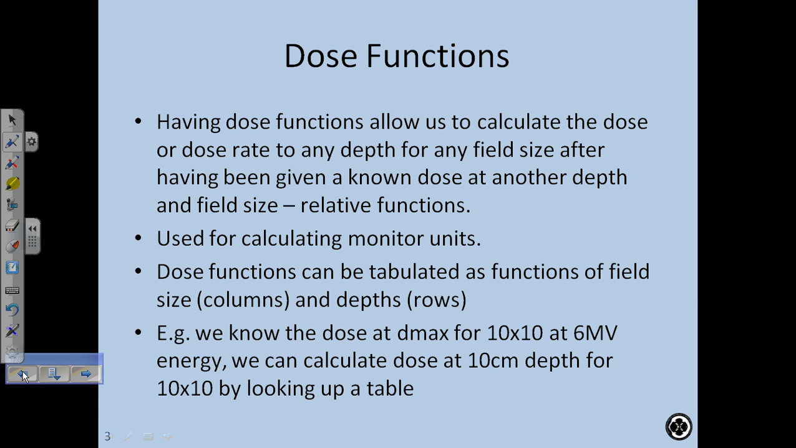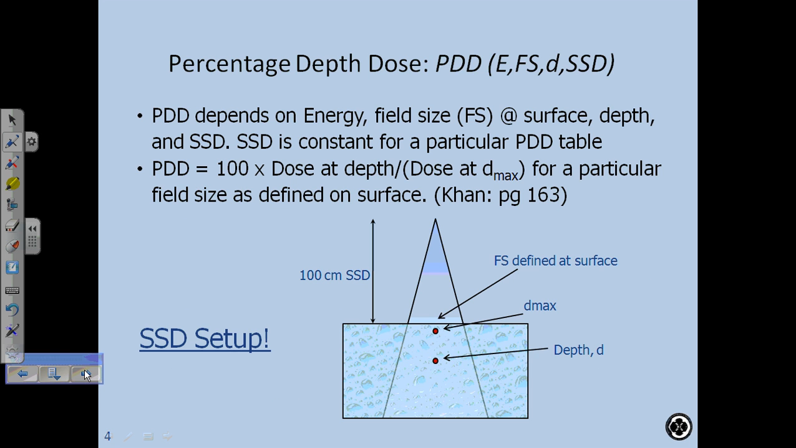So, for example, if we know the dose at Dmax for 10 by 10, in the previous part of this course, I kept saying that's the reference condition, right? The dose at Dmax for a 10 by 10 field at SAD is 1 centigray per MU. That's the known dose. Everybody knows that. If you go to a clinic, it's either SAD or SSD, where you have 1 centigray per MU. So once you know that, if you have a dose function, then you can calculate what the dose is at 10 cm, for example. You don't have to measure it. You're going to use a dose function to calculate that, by looking at a table.